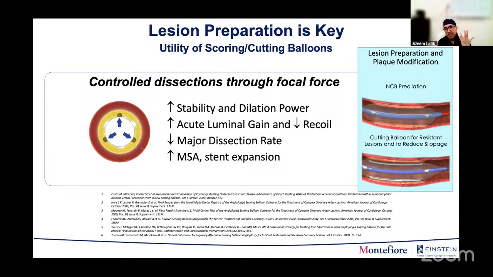So I don't think it was anything special about scoring. You could use cutting balloons too. But my advice to you is when you're thinking about restenosis to use a scoring or cutting balloon before you use the drug-coated balloon, I think you're going to get better outcomes. So let's go into some of the different lesion types. Next slide.